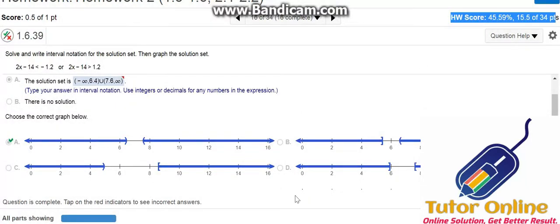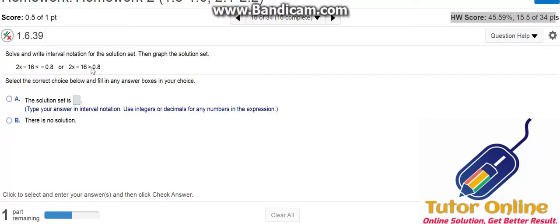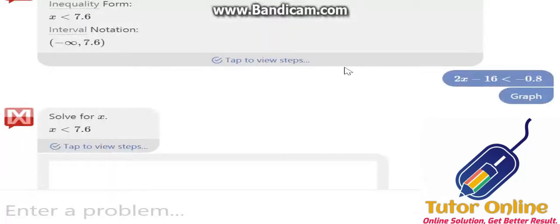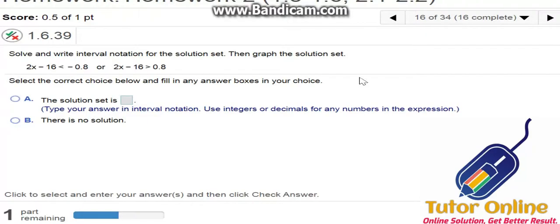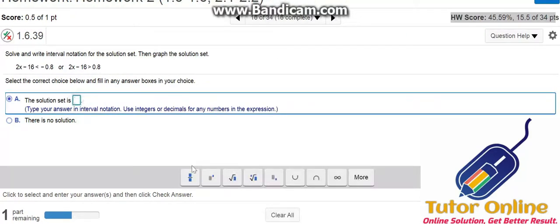So it's half correct and half wrong. We will go to a similar question to make it 100% right. Solve and write an interval notation for the solution set, then graph the solution set. We will first find the solution set and after that we will plot the graph. After solving it, the inequality becomes x is less than 7.6, so it becomes minus infinity to 7.6. Both will be open. Minus infinity to 7.6 is x less than 7.6. So let's check it.